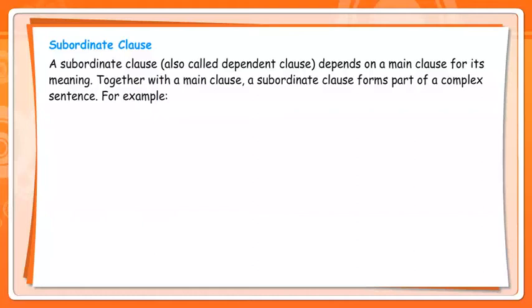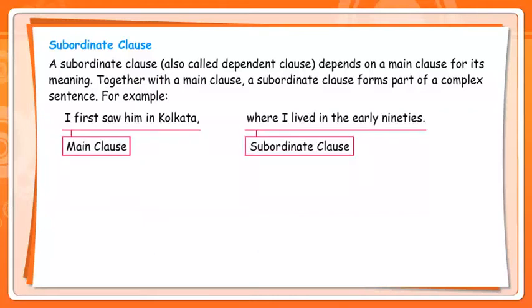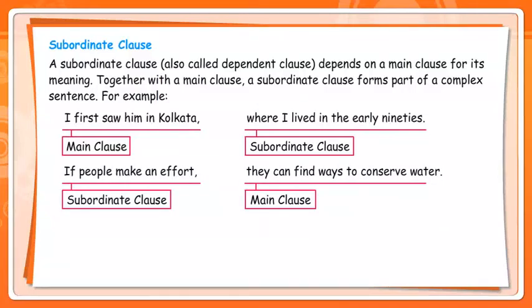Together with a main clause, a subordinate clause forms part of a complex sentence. For example, "I first saw him in Kolkata, where I lived in the early 90s." Main clause, subordinate clause. "If people make an effort, they can find ways to conserve water." Subordinate clause, main clause.